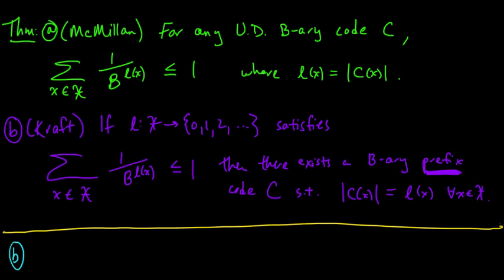Last time we proved part A of the Kraft-McMillan theorem, McMillan's part. And part B, Kraft's part, says that for any set of lengths satisfying this inequality, there exists a prefix code with those lengths. Now, to prove this in general, one has to take a given such set of lengths and construct, sort of abstractly, a prefix code with those lengths.